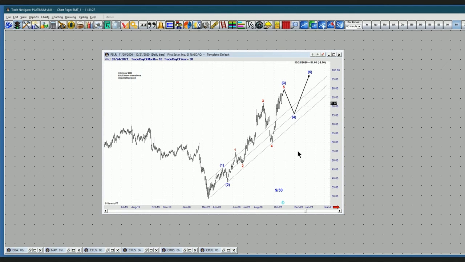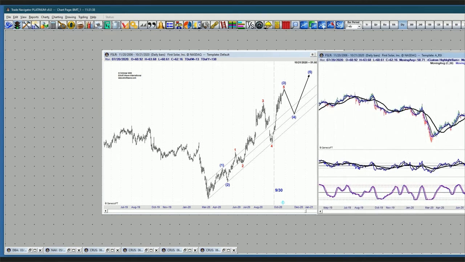Okay, and this is what we were looking at. 1, 2, 1, 2, 3, we called that a 4, 3-wave decline. Previous 4th, trend lines are working. So that worked out. That looked good.